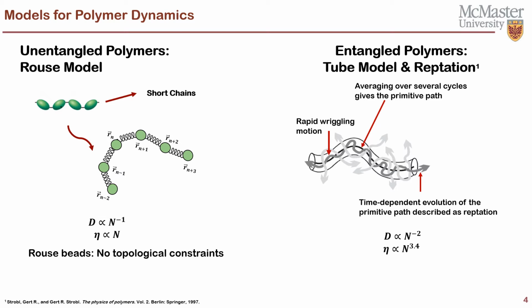When the chain crosses a certain critical length, however, the Rouse model is inadequate, and the dynamics are better explained by the so-called tube model, where the evolution of the primitive chain is constrained along a contour in the so-called reptation motion. Here, the main conclusions are that the diffusion coefficient scales as the inverse square of the chain length, and the viscosity scales with the 3.4 power of the chain length.